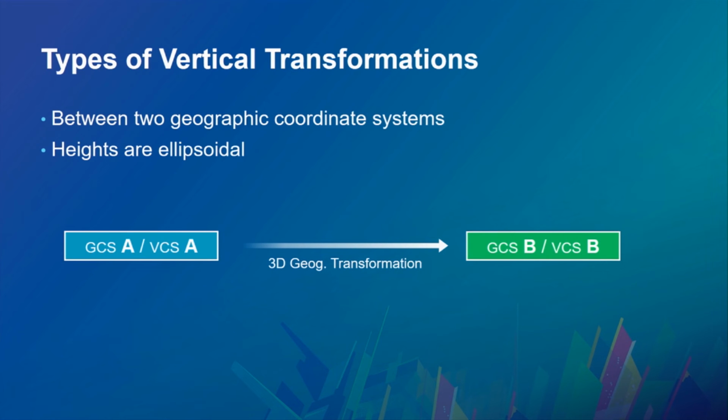Another case is where we're going to convert between two geographic coordinate systems and include ellipsoidal heights on them. So for instance, we might go from GCS A, VCS A over to GCS B, VCS B. We're still in ellipsoidal heights, and we're going to run that as a 3D geographic transformation.